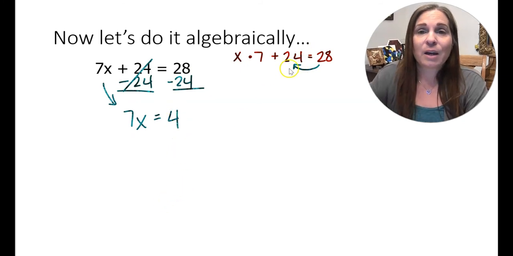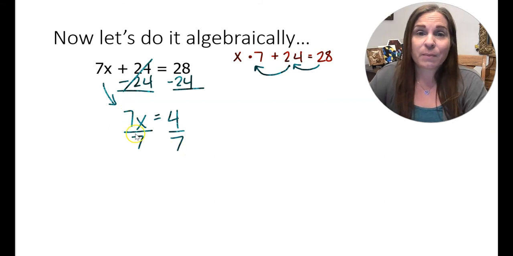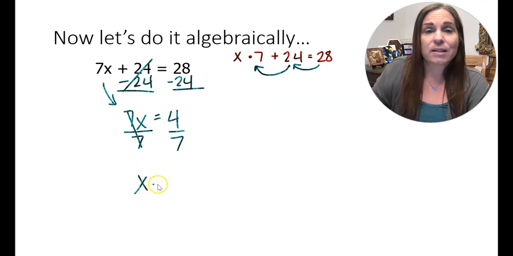Okay, now I have to go back another step. So now to undo my multiply by 7, I would have to divide by 7. So I divide by 7 on both sides. 7 divided by 7 is 1. And I get x equals 4/7.